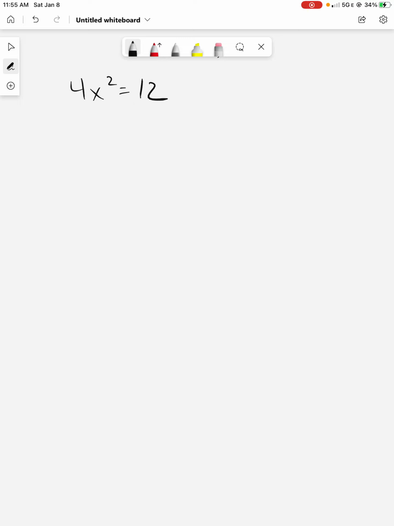What that means is you want to get the squared piece by itself. So you want to isolate it. We're going to do that by dividing both sides by 4, and we'll get x squared equals 3. Now because I have just a squared on the left, I can take the square root of both sides of this equation. The square root of x squared leaves me with x, exactly what I'm trying to get to, right?